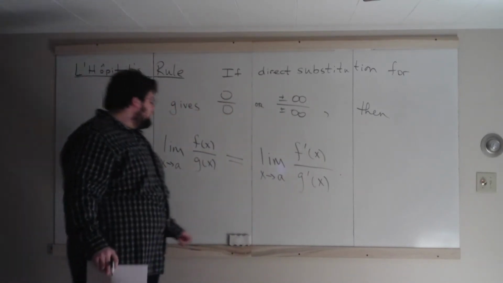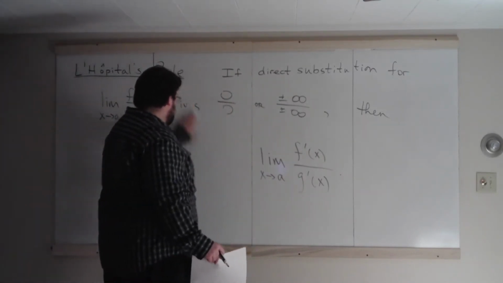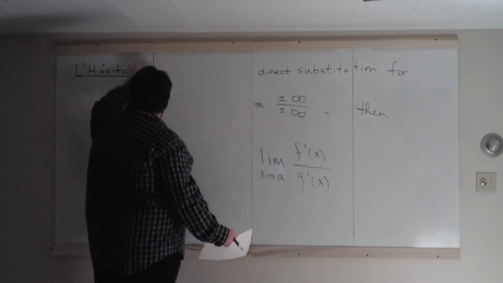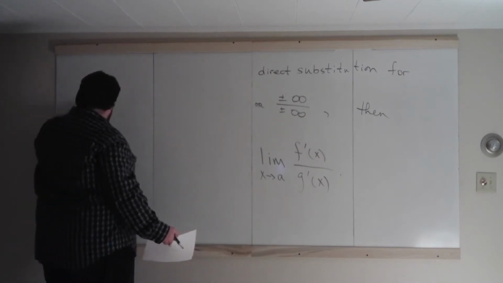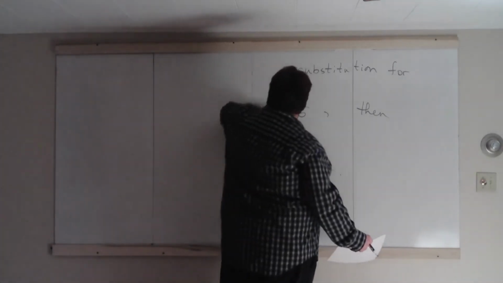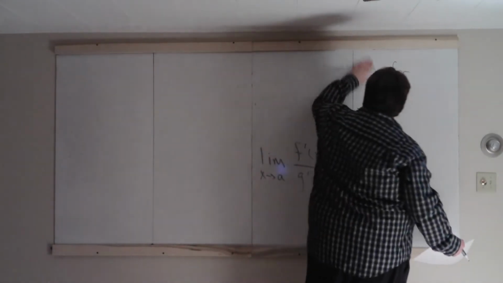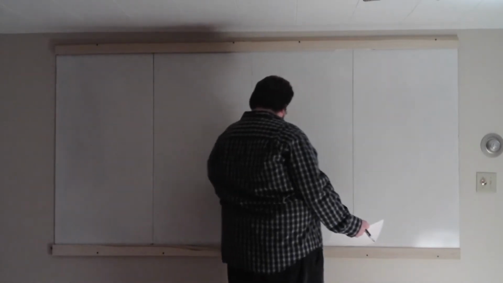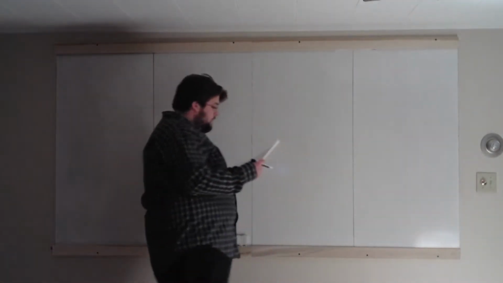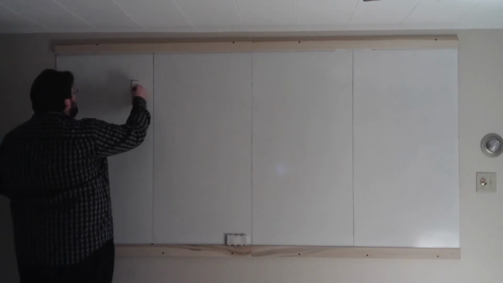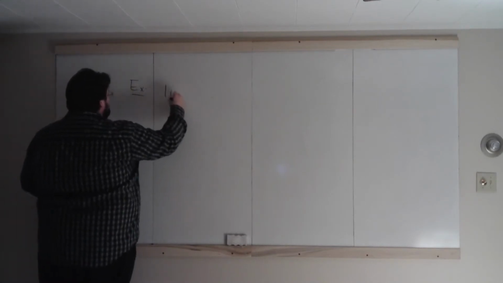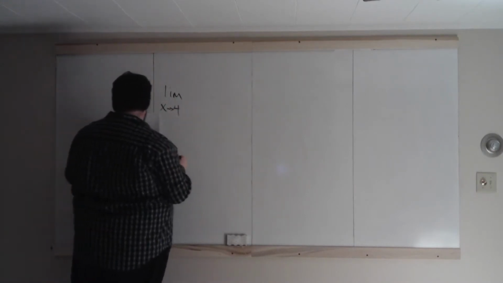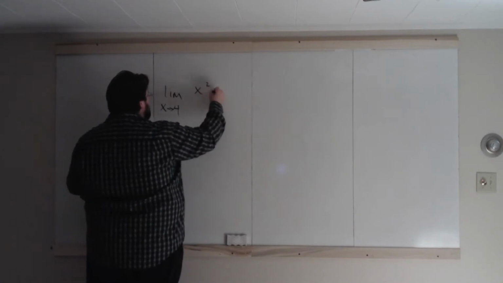So let's see a few examples. Example. Compute this limit. So we're back to computing limits, but now we can use some derivative rules or derivative results to compute limits. So let's see how this goes.